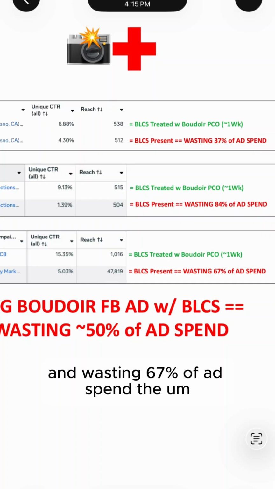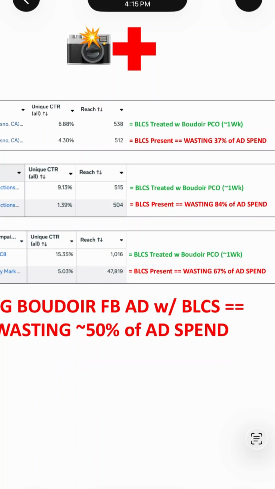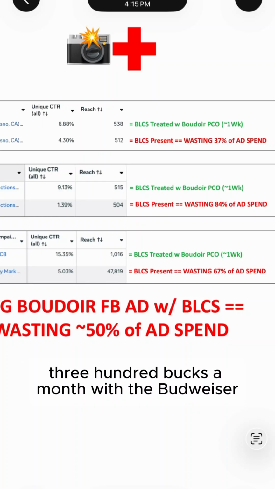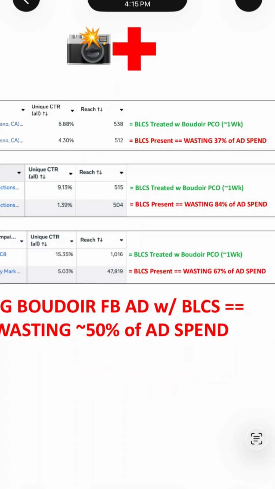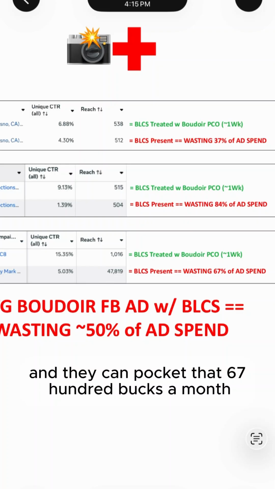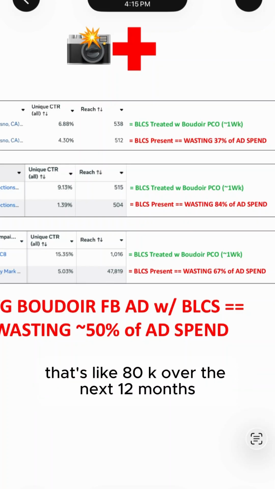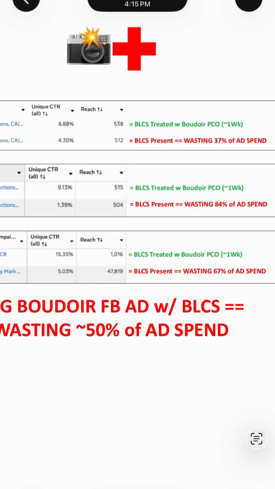And wasting 67% of ad spend, that means they're spending 10 grand a month in the original. Now they only need to spend $3,300 a month with the Boudoir Pico treated ad and get their ad into the same number of women's brains in both scenarios. And they can pocket that $6,700 a month back in their pocket as kind of a phantom bonus. That's like 80K over the next 12 months.